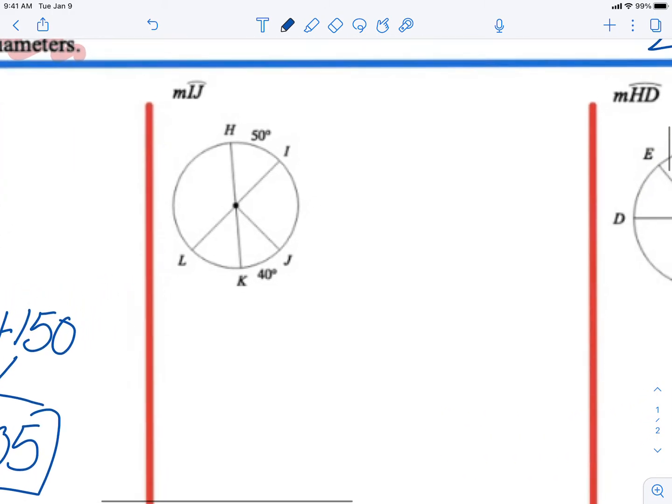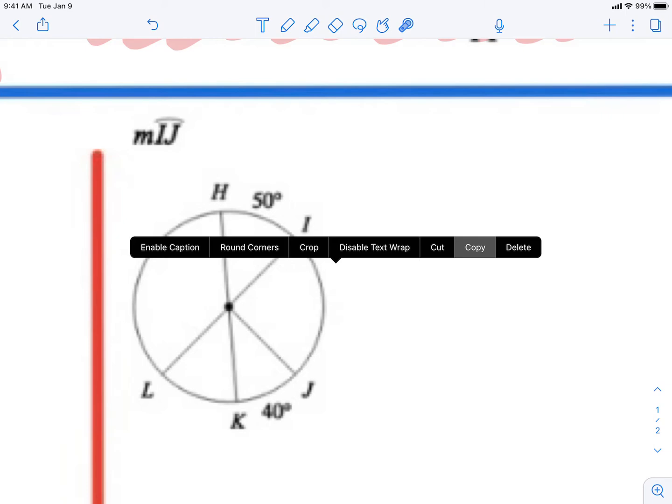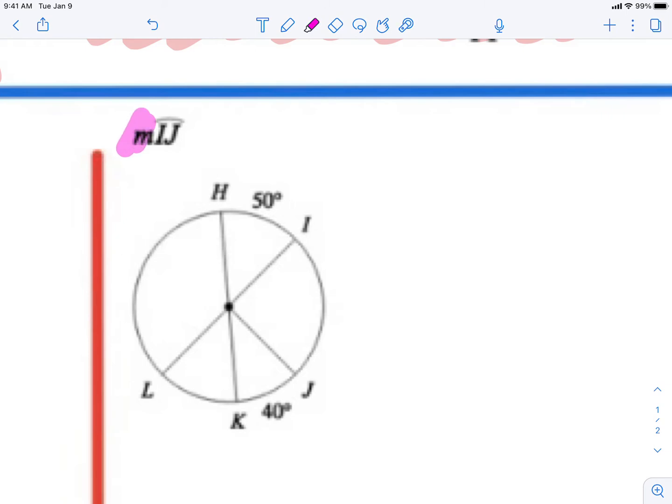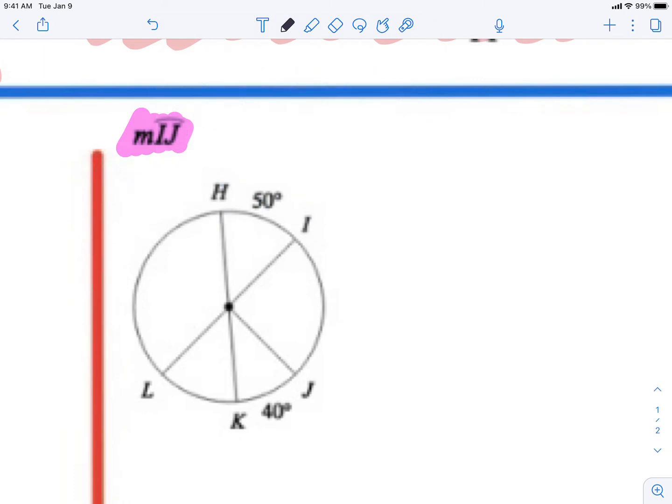All right. Let's move on to the second one here. The second one says, we're going to find arc IJ. So let's find arc IJ. I and J. So the arc, I have to use this right here. Arc IJ goes from I to J. There's the arc. Look at that.